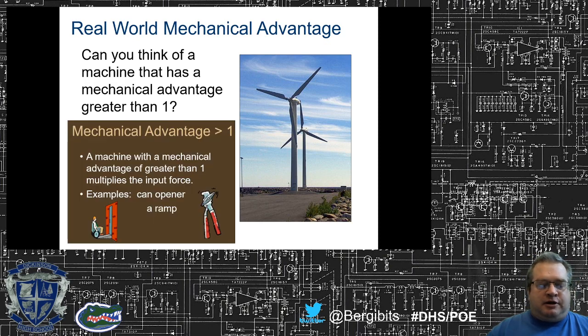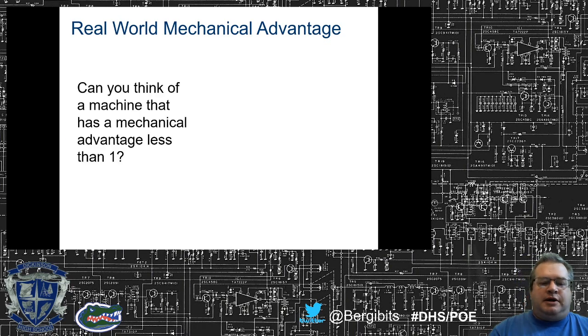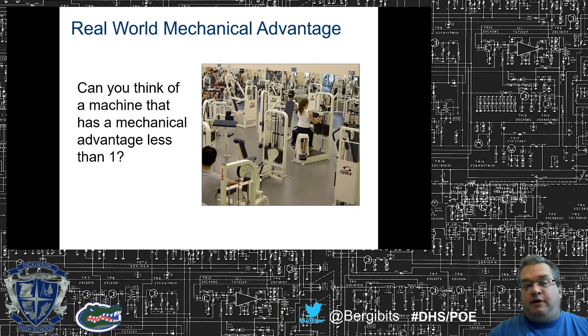Another example is inclined plane. A machine with a mechanical advantage greater than 1 multiplies the input force. So anything that multiplies input force can open a ramp, windmill. All right. So can you think of a machine that has a mechanical advantage of less than 1? Think about something that's difficult to use. Maybe something created on purpose for its difficulty to use, and that would be gym. So it takes a lot of force to overcome the resistance, and that's done on purpose.